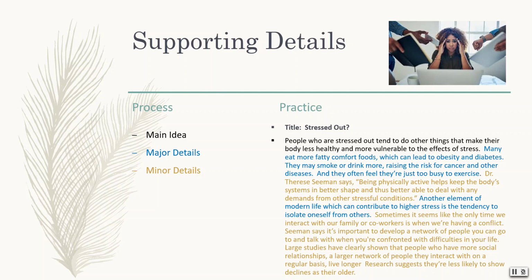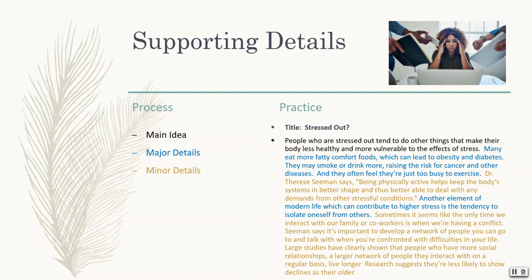So the second sentence mentions about eating more fatty comfort foods leads to obesity and diabetes. So many eat more fatty foods. So when you're stressed, you eat more fatty foods. When you're stressed, you smoke or drink more. When you're stressed, you often feel like you're too busy to exercise. So I see that those are three different ideas, but they all support the first sentence of doing things that make your body less healthy. So each of those are major details to support that main idea.